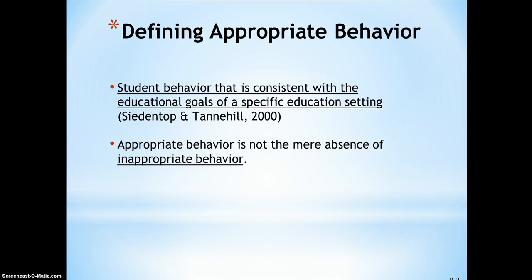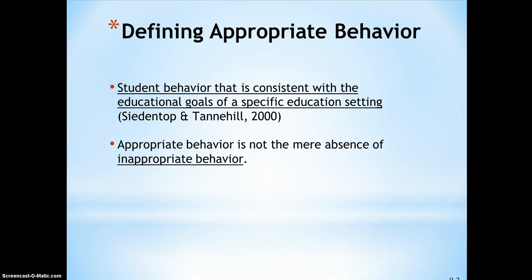If we look at a definition of appropriate behavior, notice what the first bullet point says: student behavior that is consistent with the educational goals of a specific educational setting. So in other words, you want learning to occur, and many times if learning is occurring, you're going to have appropriate behavior in your classroom. And then the second bullet point says appropriate behavior is not the mere absence of inappropriate behavior.